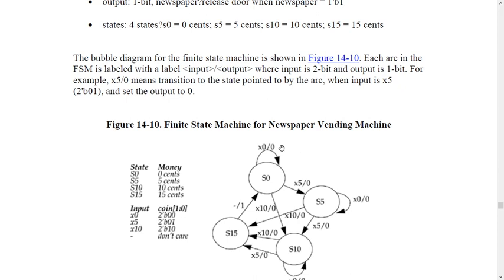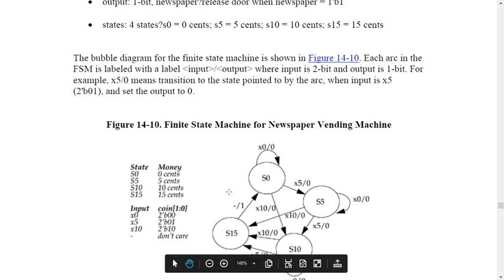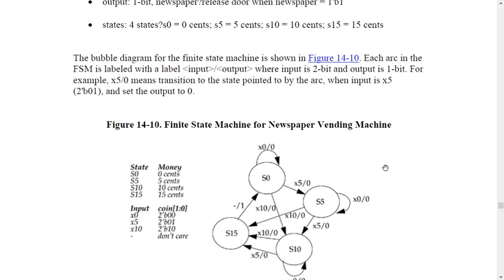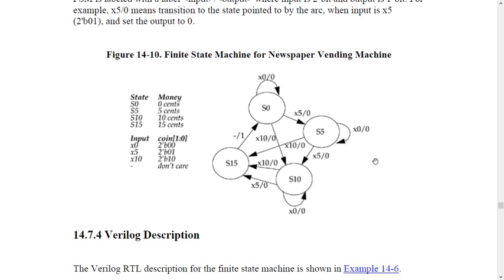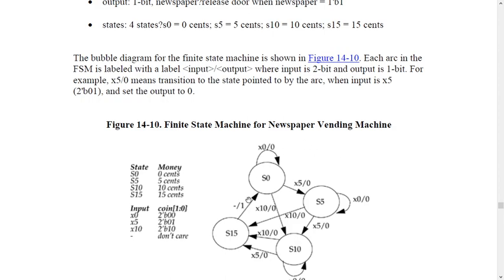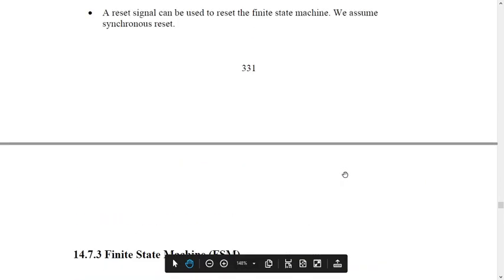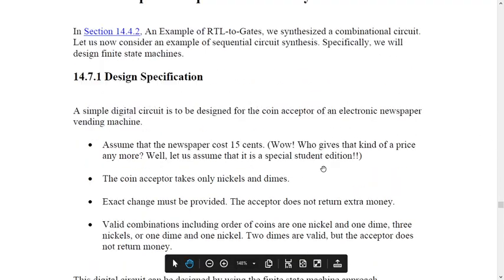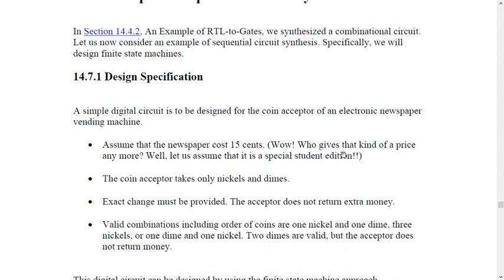Here I can see an FSM for a newspaper vending machine. So what are the states? I will have different states: S0, S5, S10, S15. So how the newspaper vending machine works, I am able to see by this finite state machine. First, let us go for the design specification.